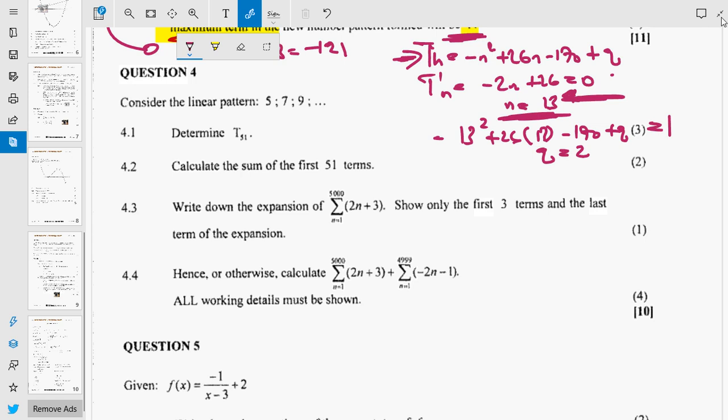Now, 51 is very far, so I think it's best if we find the Tn formula. If you find the Tn formula, it will be 2n plus 3. But you are looking for T51, which means wherever you see an n, you're going to put a 51. So I'm going to have 2 times 51 plus 3, and that is going to give me 105.